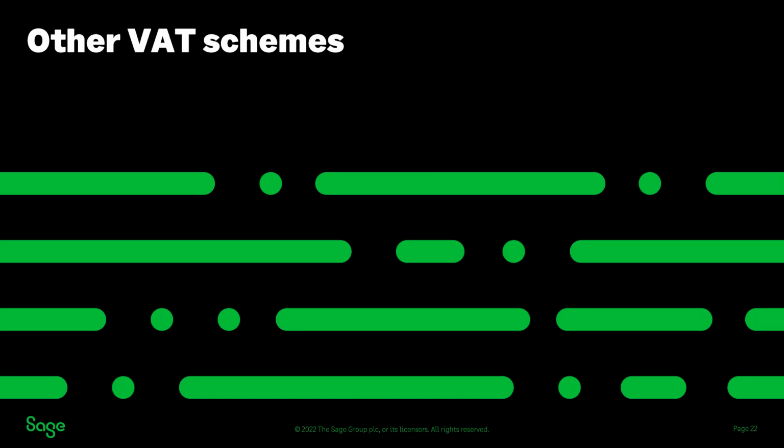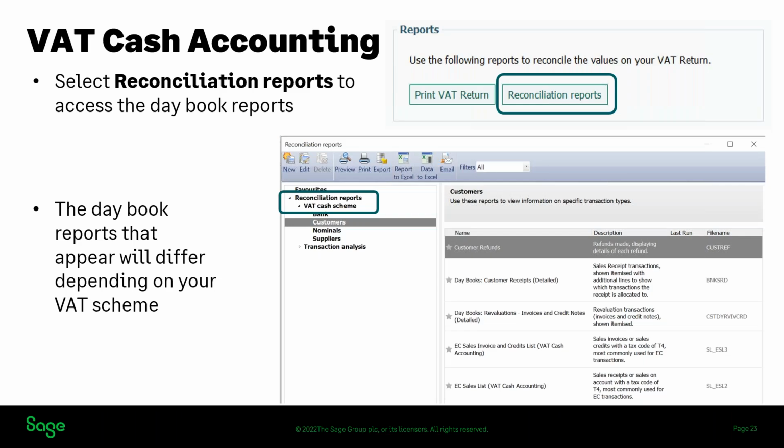So just to briefly explain how this process differs for those of you that are on the VAT Cash Accounting scheme. In a similar way, you access your reconciliation reports exactly the same. So that's step 2 in your VAT return and then reconciliation reports. Where the difference is that you can see I have slightly different reports available to run, and you can also see that it says VAT cash scheme rather than standard VAT, which was on the earlier slide.